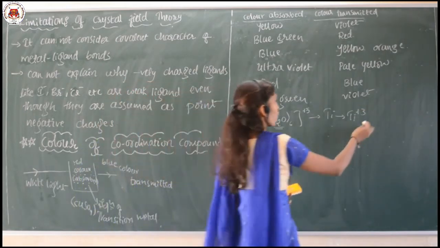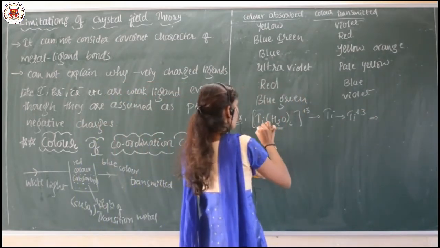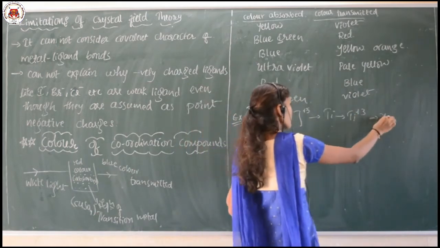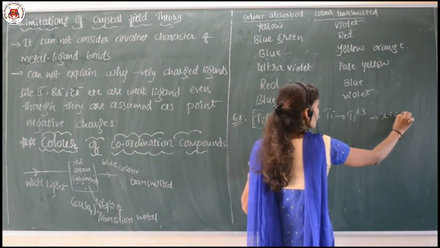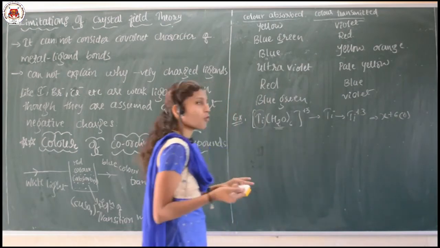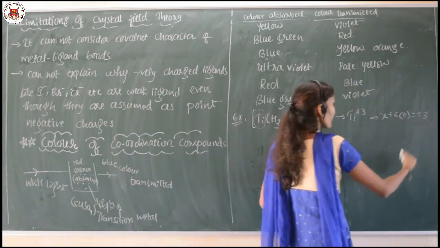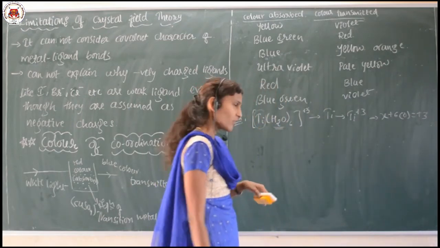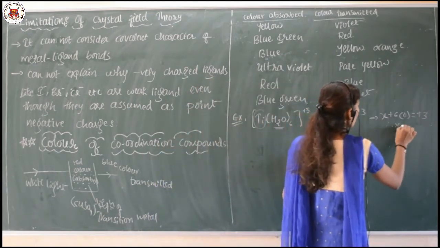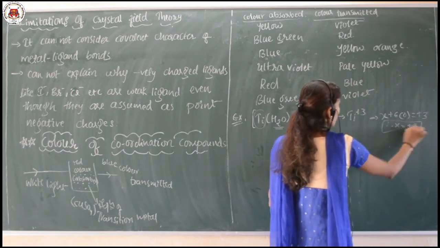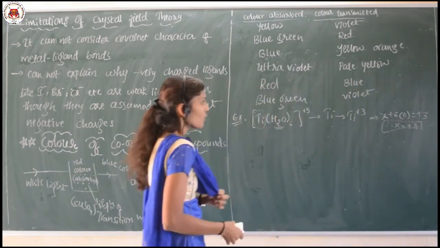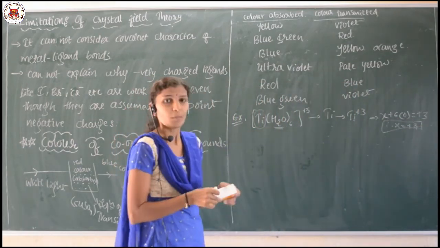I need to know the oxidation state of this one, so I will take it as x plus 6 into 0, because water is a neutral ligand, it contributes 0, which is equivalent to the charge of the complex, that is plus 3. Therefore, x is equal to plus 3. So titanium is in the form of plus 3.